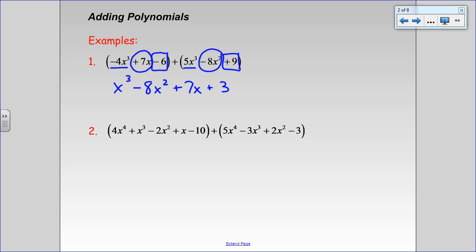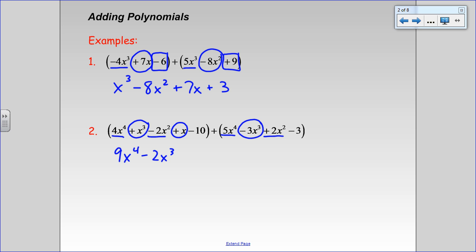In example 2, we're adding a polynomial with 5 terms to a polynomial with 4 terms. Once again, we add the like terms. 4x to the 4th plus 5x to the 4th is 9x to the 4th. X cubed minus 3x cubed is -2x cubed. -2x squared and +2x squared cancel out, so there's no x squared term in our answer.